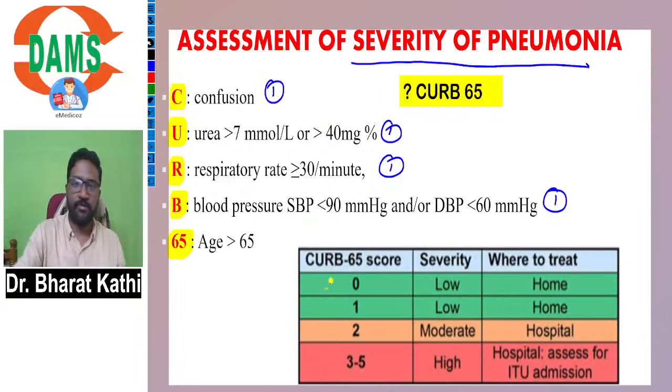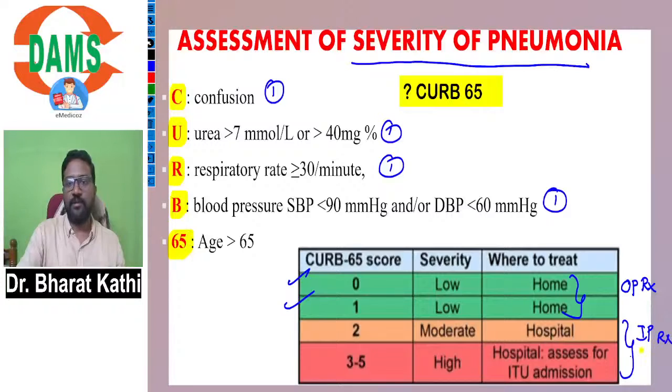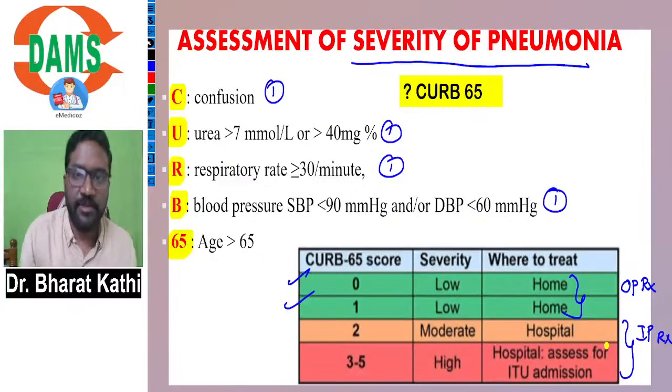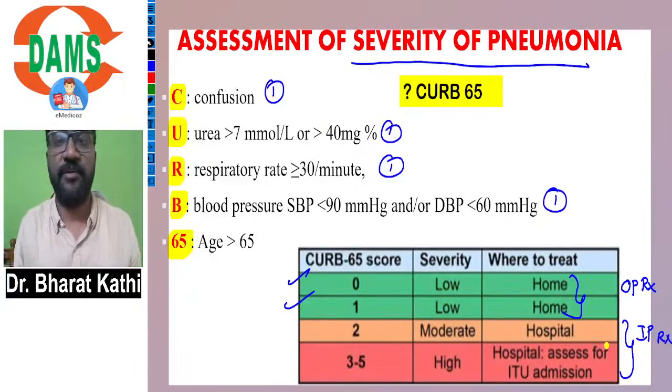So 0 or 1 means low severity or mild pneumonia, outpatient treatment, that is home treatment. If it is 2, you have to start admitting in the ward. 3 to 5 requires ICU admission. So this is also called inpatient treatment. These are the recalls that I have got, about 5 to 6 questions.